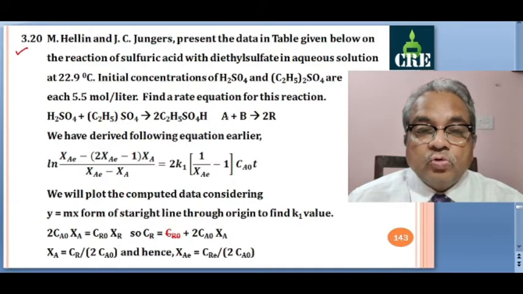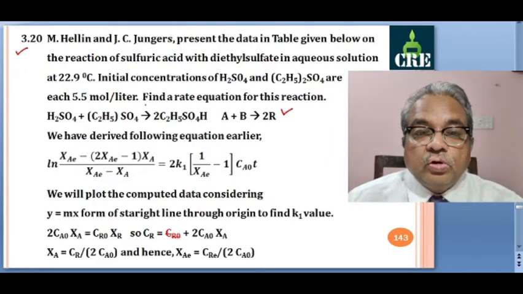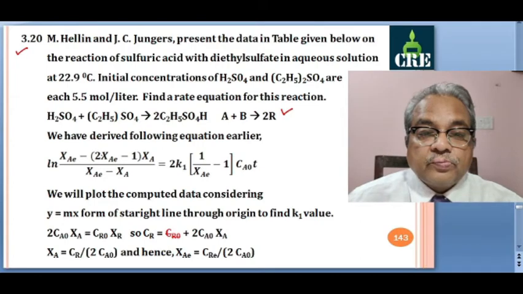So the reaction is, let us say, A plus B giving you R. 1 mole of A reacts with 1 mole of B to give you 2 moles of R. Initial concentrations of H2SO4 and diethyl sulfate, that means Ca0 and Cb0, are 5.5 moles per liter. So Ca0 is equal to Cb0 is equal to 5.5.